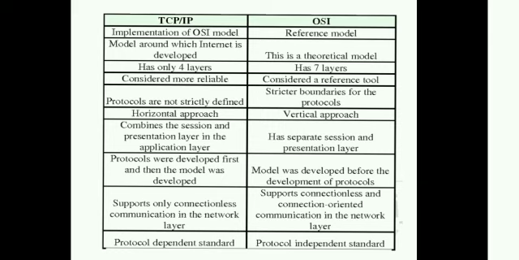TCP/IP has only 4 layers. OSI has 7 layers. TCP/IP is considered more reliable. OSI is considered a reference tool. TCP/IP protocols are not strictly defined. OSI has stricter boundaries for the protocols. TCP/IP is a horizontal approach. OSI is a vertical approach.